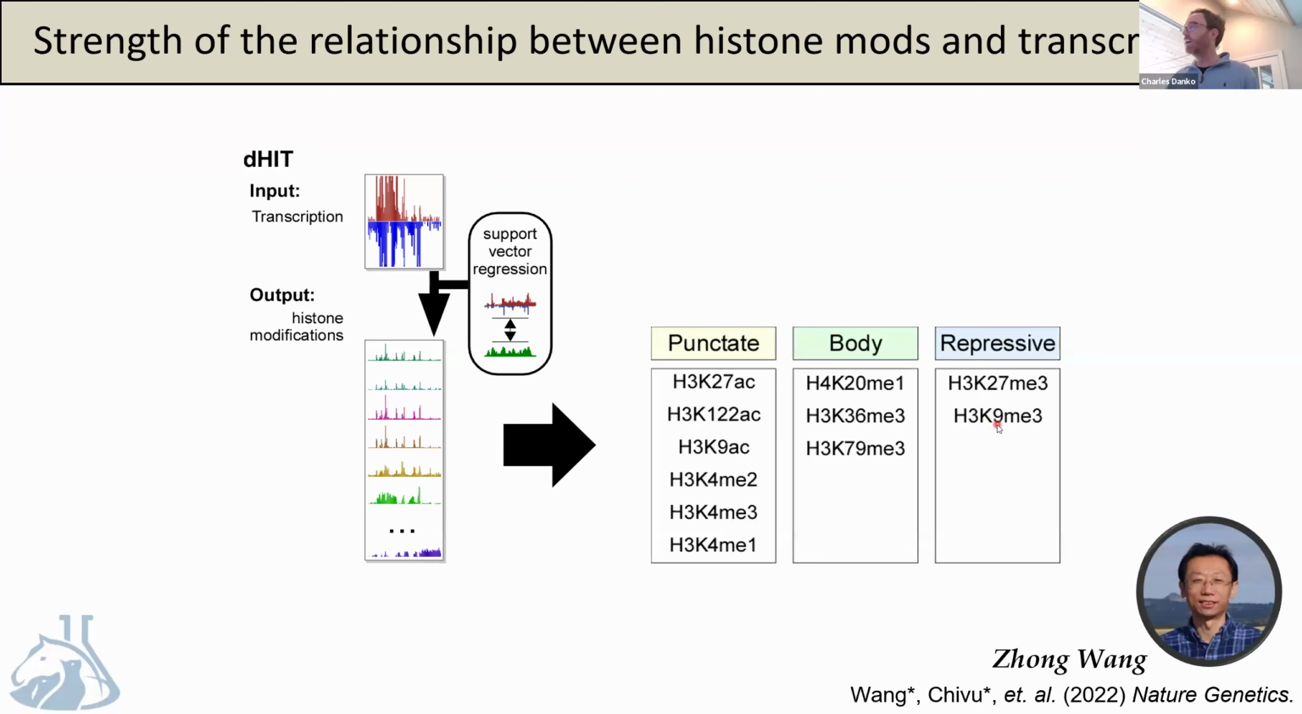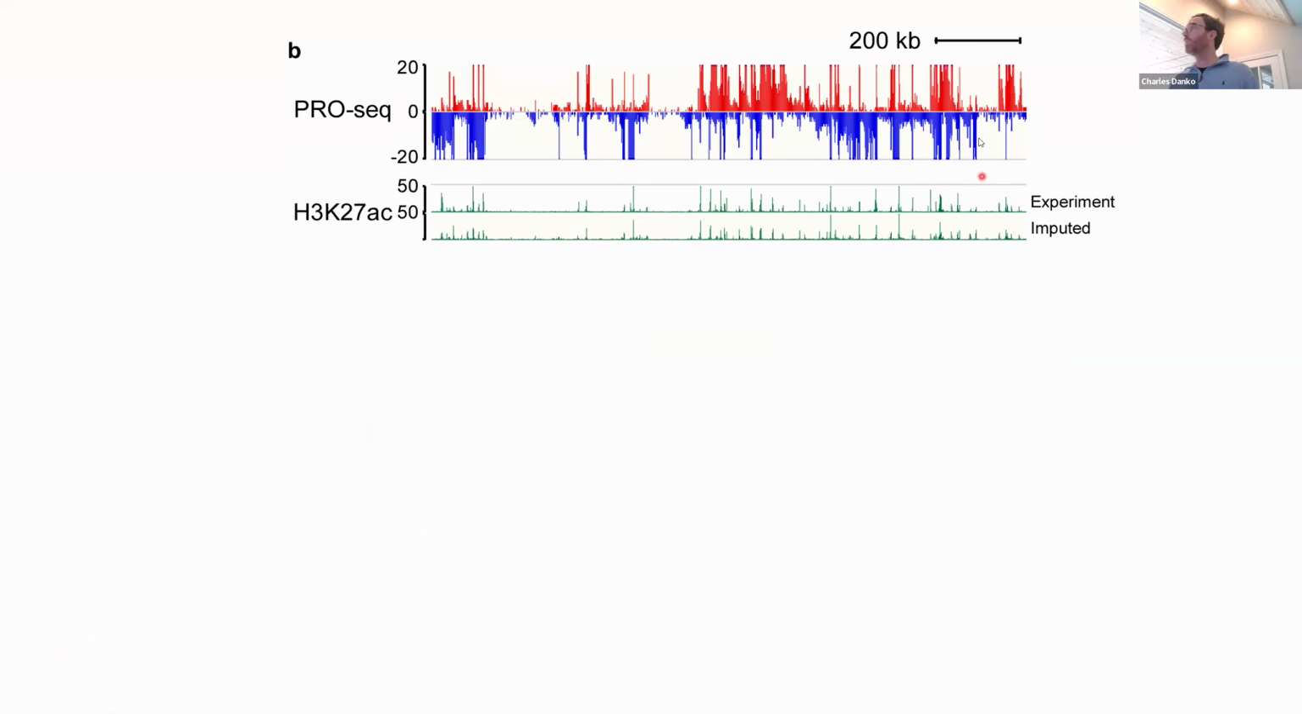H3K9 trimethylation. So this slide shows the correspondence between the experimental and the estimated H3K27 acetylation, which for those who don't know is a marker of active promoters and active enhancers that's widely used to categorize enhancers as active. And the imputation is based on this data representing transcription in about a 2 megabase region on a holdout chromosome. You can see that the experimental data and imputed data are fairly similar to one another.